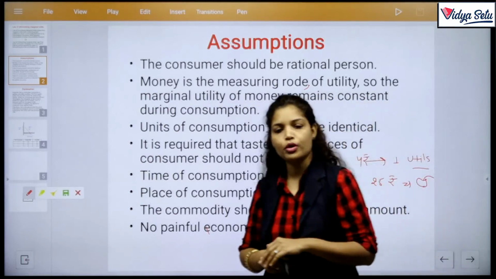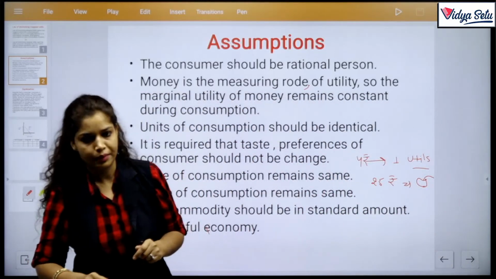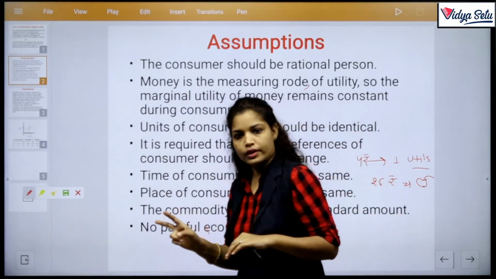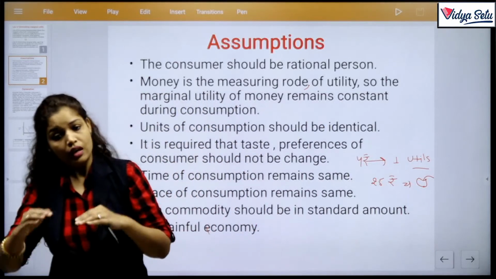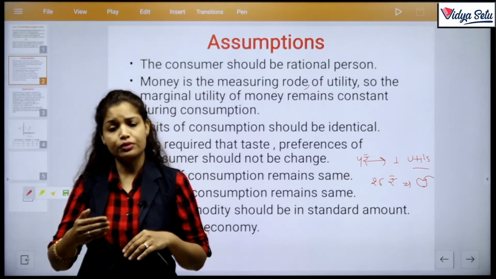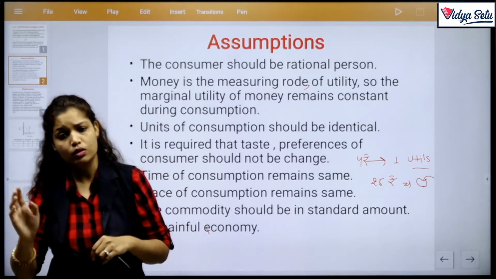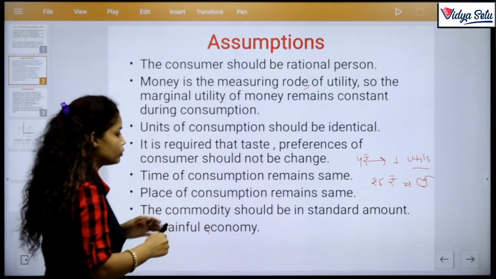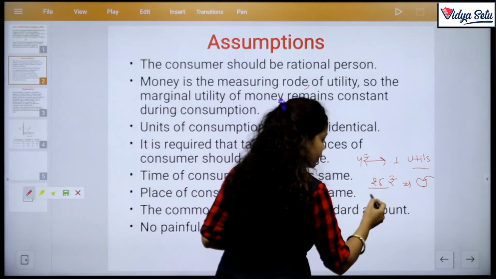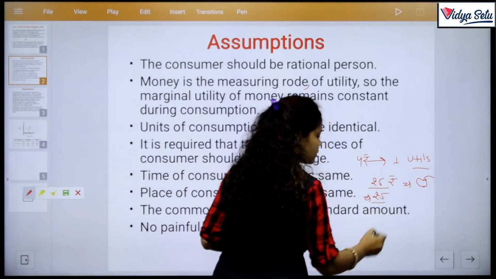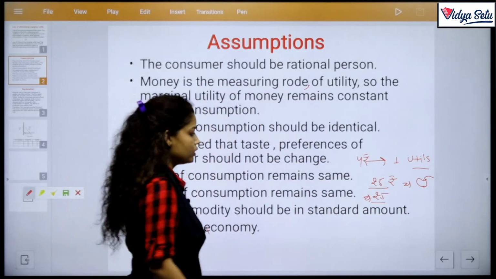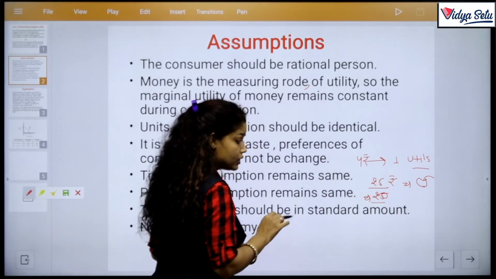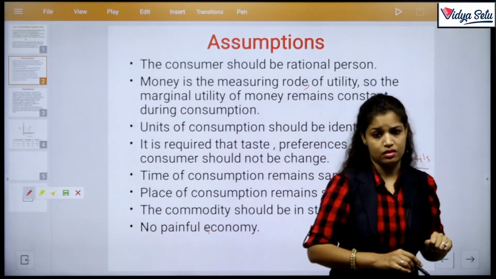And the marginal utility of money remains constant. It means the price of the commodity remains constant. The value of money remains constant. If you have 10 rupees, then you purchase 2 chocolates from 10 rupees. Then after consumption of the first commodity, the second one also remains at rupees 5. Clear? When the first commodity is 25 rupees, the next commodity will also be 25 rupees.